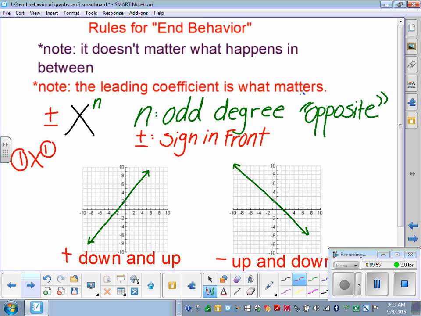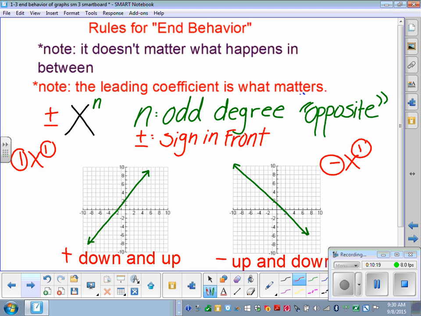And then looking at a negative line, once again, if you decide, okay, it has opposite end behavior because it's an odd degree, and then you see a negative in front, such as negative x to the first, you say, okay, it has opposite end behavior and it's negative, so it's going to work like a negative line. Negative lines start like this and go down, so that's end behavior up and down. So that's a way to help you remember it, hopefully. So get those rules down, and then we'll practice this, okay?